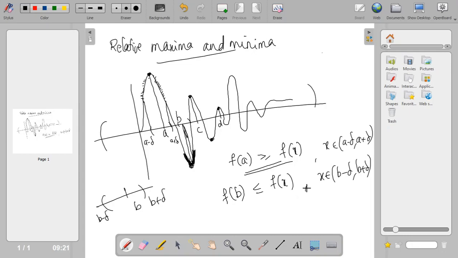So a point A is called a relative maximum if f of A is greater than or equal to f of x, where x is any point in an open interval containing A. Similarly, B will be a relative minimum if f of B is less than or equal to f of x for all x belonging to an open interval containing B. So that is the idea of a relative maximum and a relative minimum.